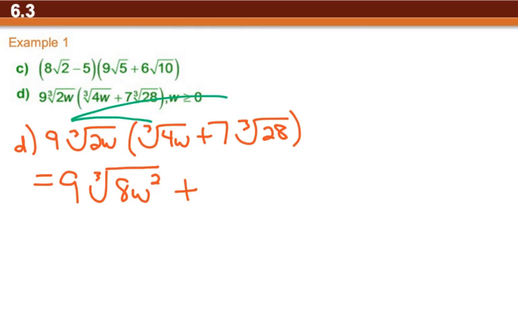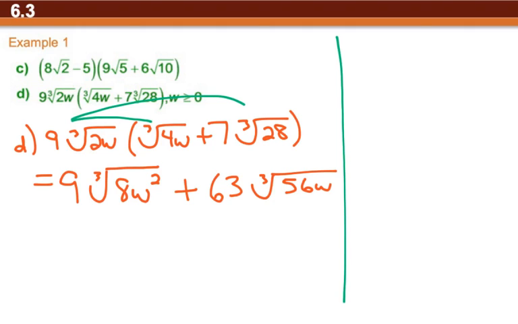Plus, we'll take the 9 cube root of 2w, multiply that by 7 cube root of 28. 9 times 7 gives us 63. 2w times w gives us 56w. As always, we need to look to simplify if we can. So we have 9 cube root of 8w squared.